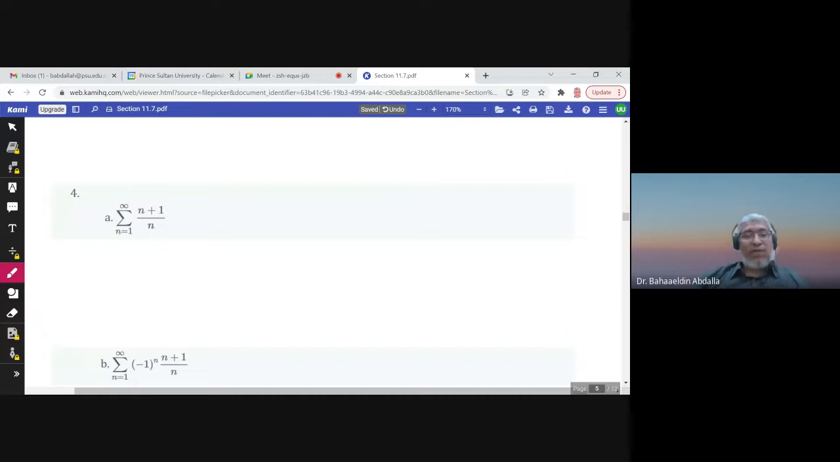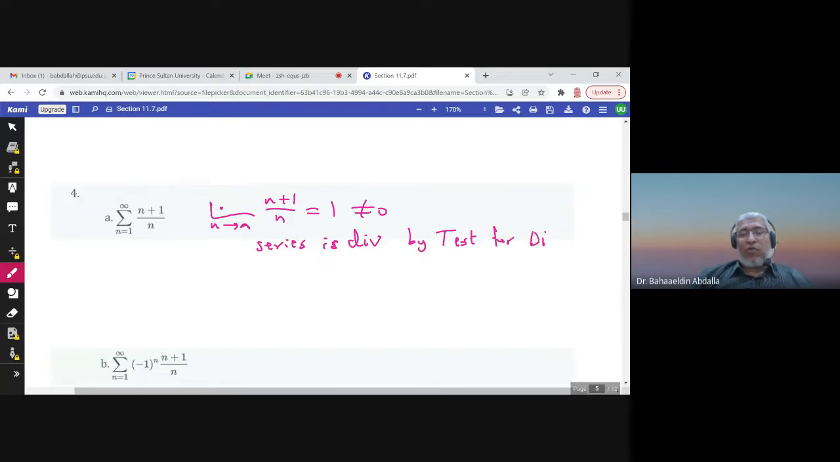Well, here, if you find the limit of a_n, you notice that it is 1, and 1 is not 0. So the series is divergent by the test for divergence, the first test we mentioned.